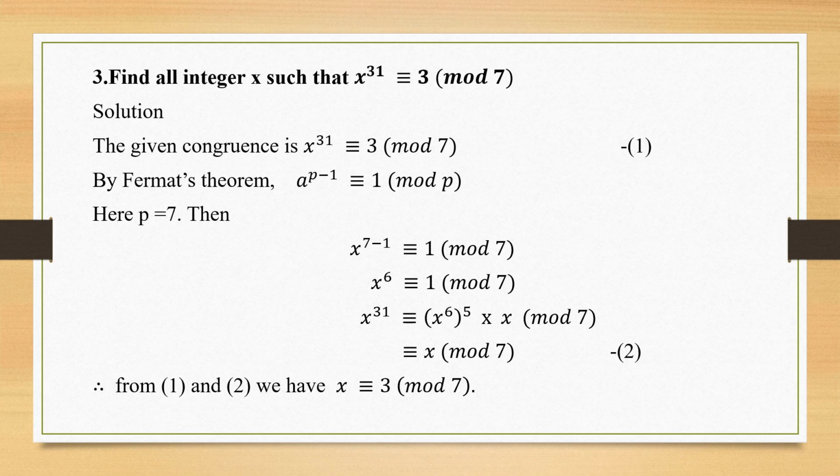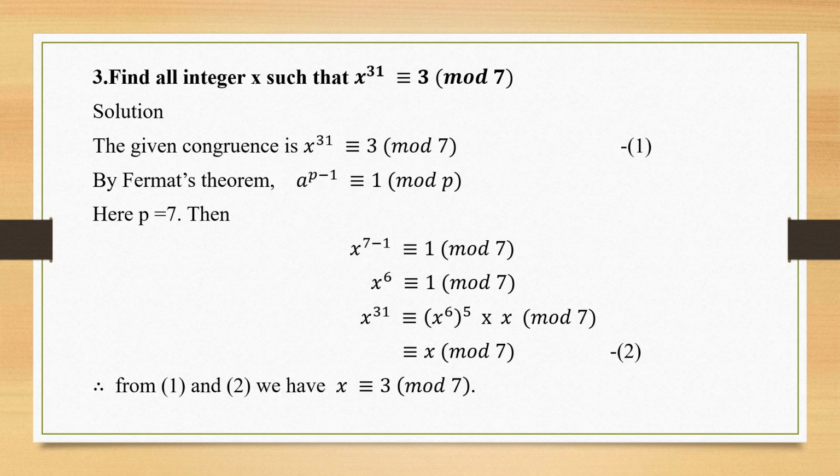So x to the power of 6 is congruent to 1. So in place of x raised to the power of 6, if I substitute 1, 1 raised to the power of 5 is again 1. So I land up only with x. So x to the power of 31 is congruent to x mod 7. This is the second equation. So from the first equation and the second equation, we have x is congruent to 3 mod 7.